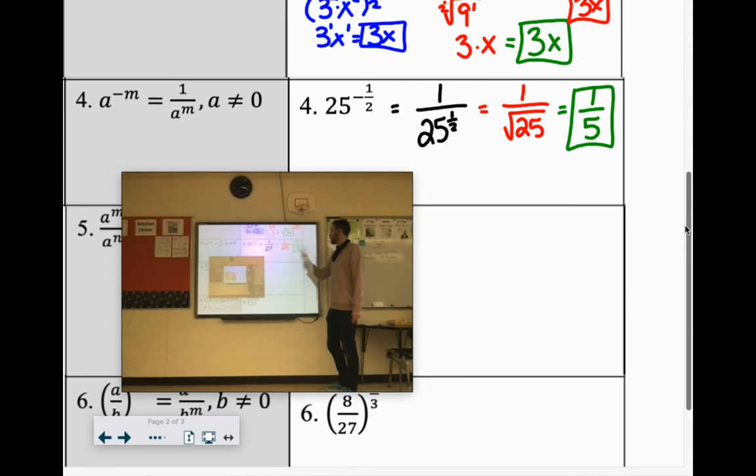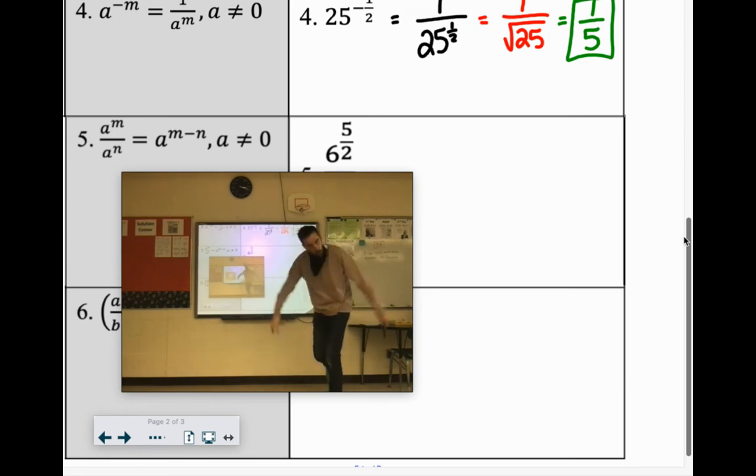You'll get used to the order of those fractional exponents. That's what we do in 5-6. All right.